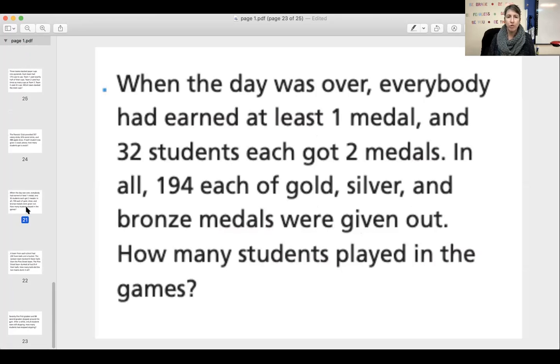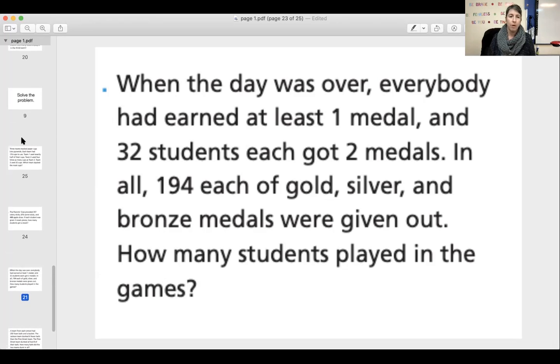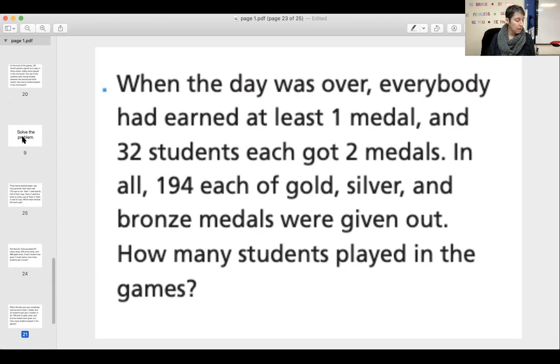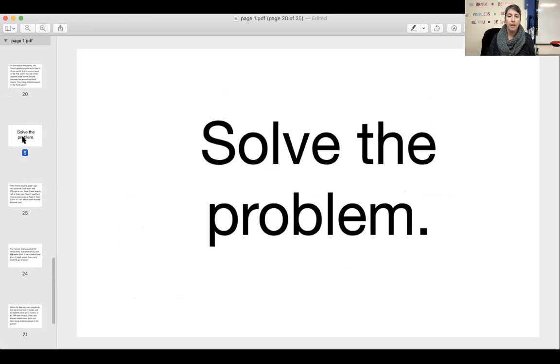Number 12 on page 120. When the day was over, everybody had earned at least 1 medal, and 32 students each got 2 medals. In all, 194 each of gold, silver, and bronze medals were given out. How many students played in the games? Remember, these are multi-step questions. You have to solve a couple of things in order to solve them, but please solve the problem 12 on page 120 and answer how many students played in the games.